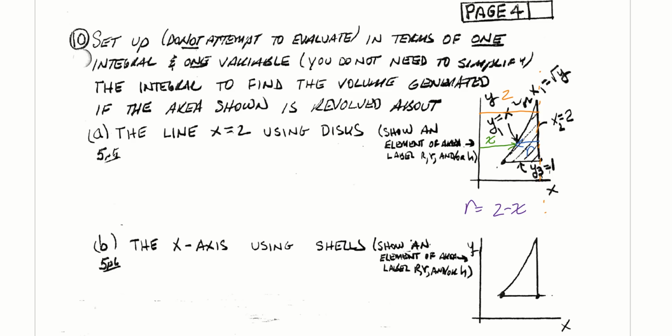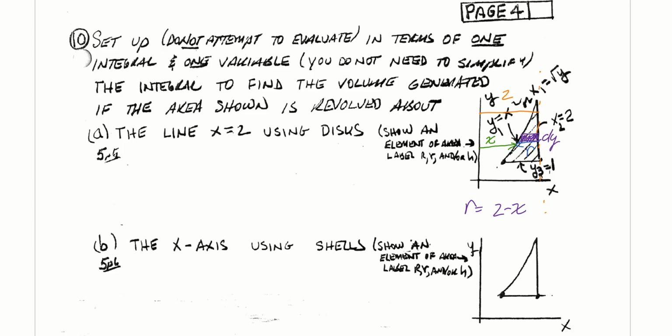But we need to figure out, are we going to do this in terms of x or in terms of y? So we're going to do this in terms of y. Because with disk, you must use the element of area or the element of thickness that is going to be perpendicular to your axis of rotation. So in this case, our strip is going to be that right there, because again, it has to be perpendicular to the axis of rotation. That's dy.